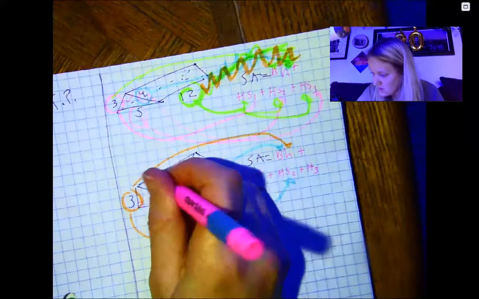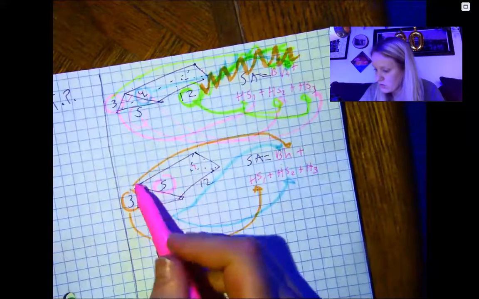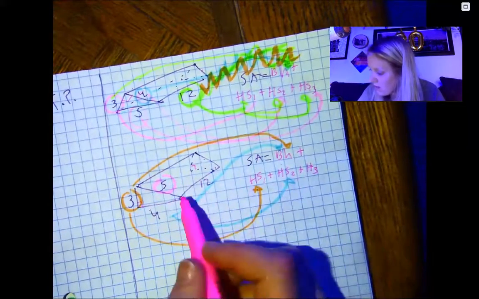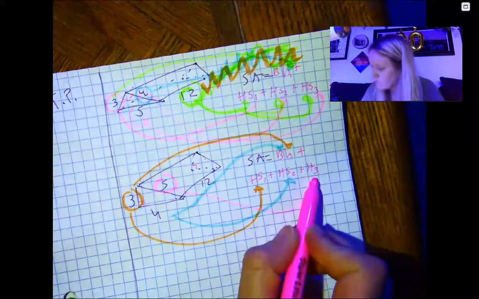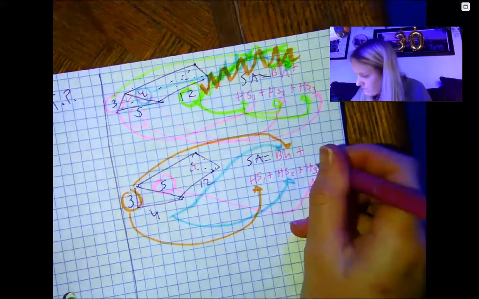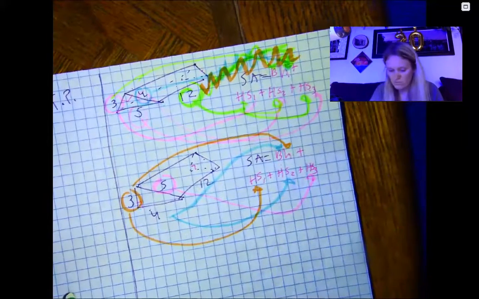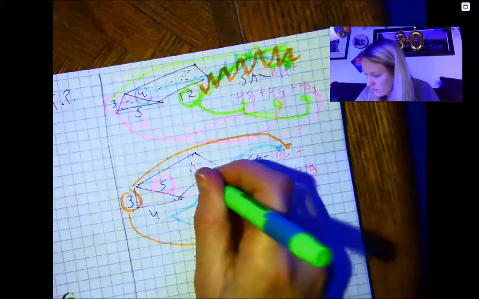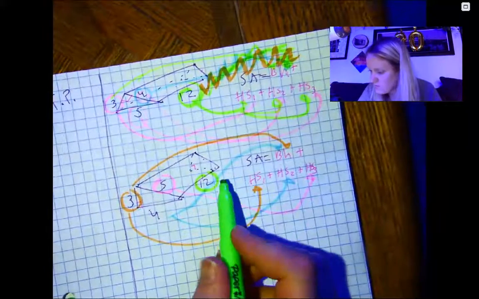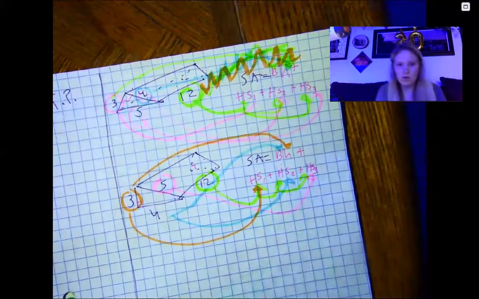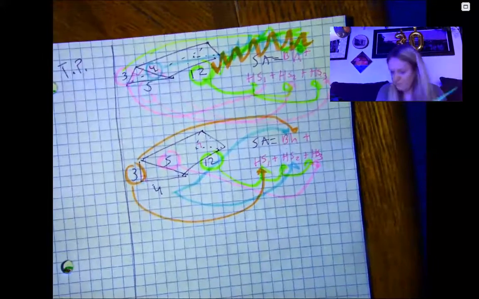This 5 is the slant height or the hypotenuse. That's the third side length, the longest in a right triangle. That is going to be side length 3. And this 12 is the height of the prism, which is going to go here, here, and here. So lots of craziness, but we can do it.